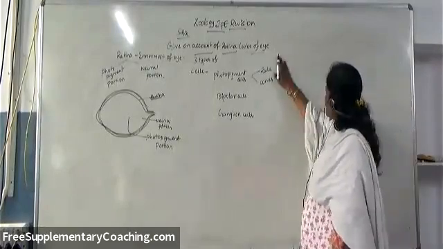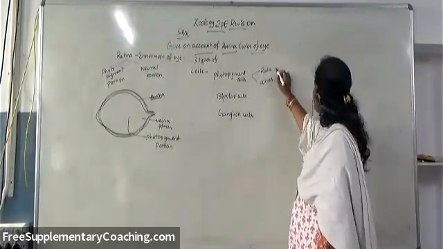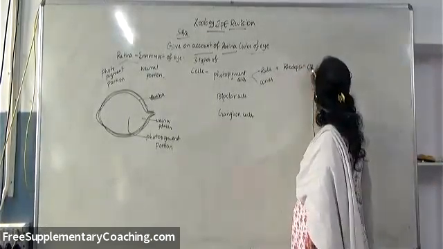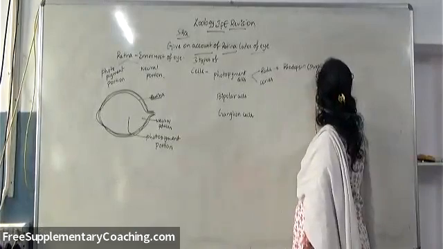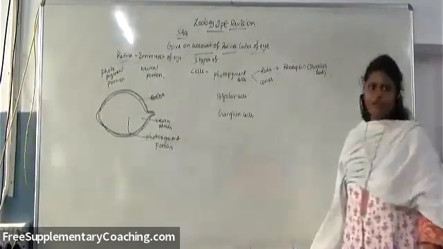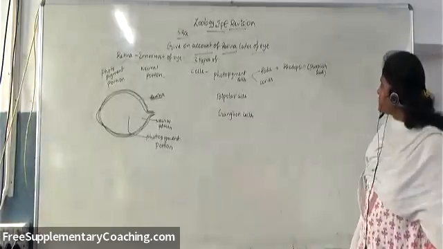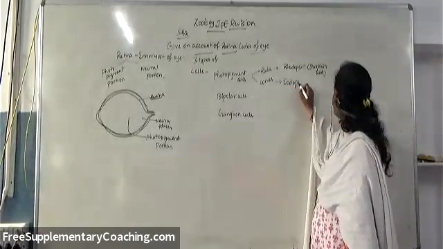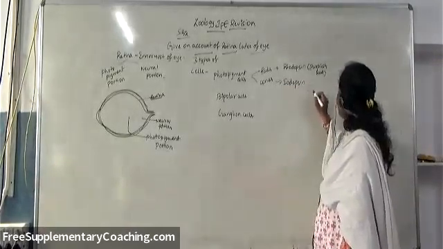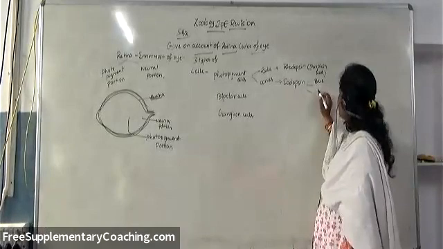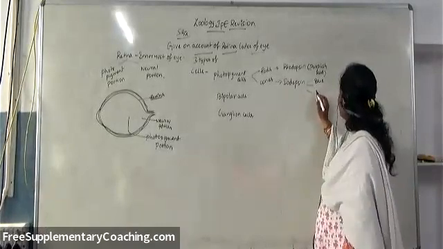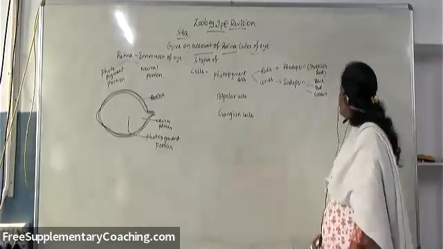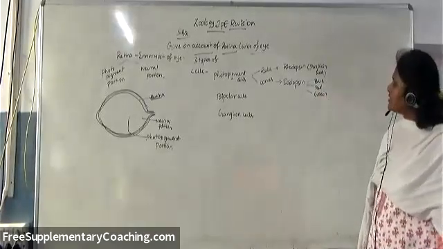So what are rods? Rods consist of a purplish red pigment called rhodopsin, whereas cones consist of iodopsin. And three different types of cones are present, differing in the wavelength of light they absorb: blue, red, and green colored cones.